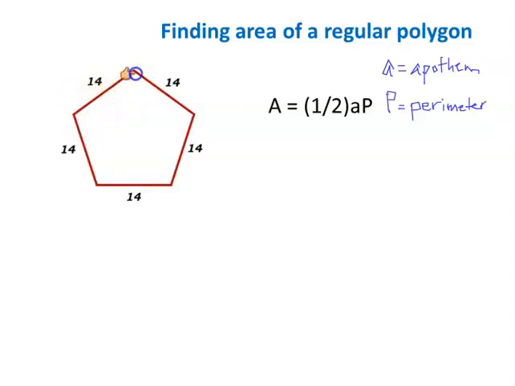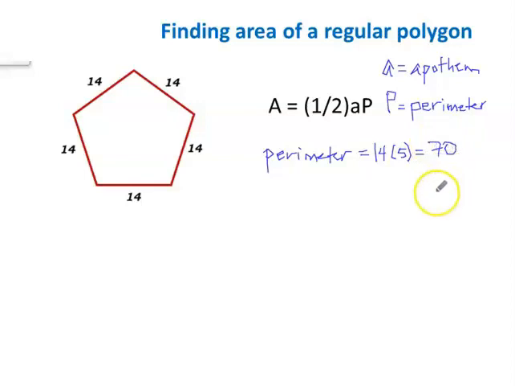We know that each side length is 14. So can we figure out the perimeter? Sure we can. We just counted that there's 5 sides. So we know that the perimeter is going to be equal to 14 times 5. And what does that give us? 14 times 5 is 70. So we know that the perimeter is 70.